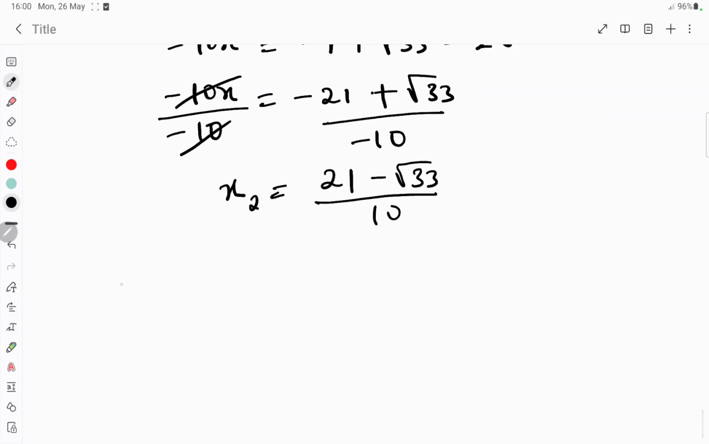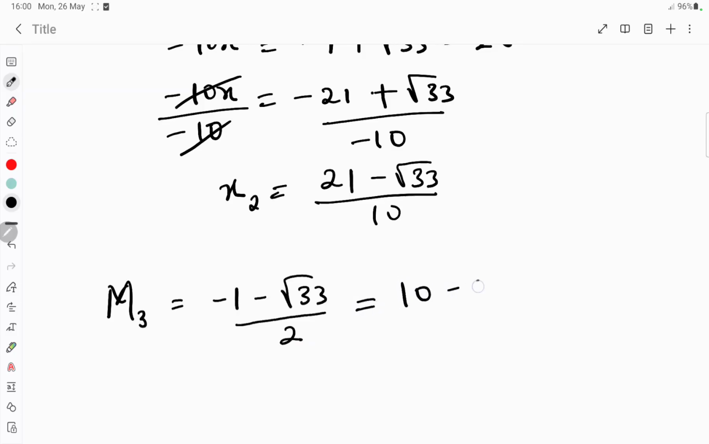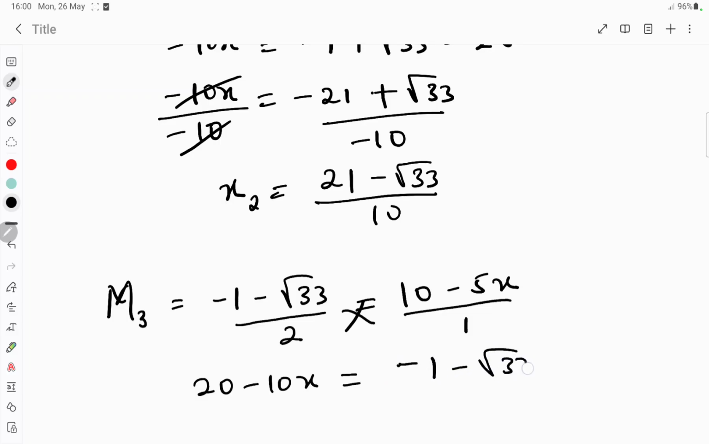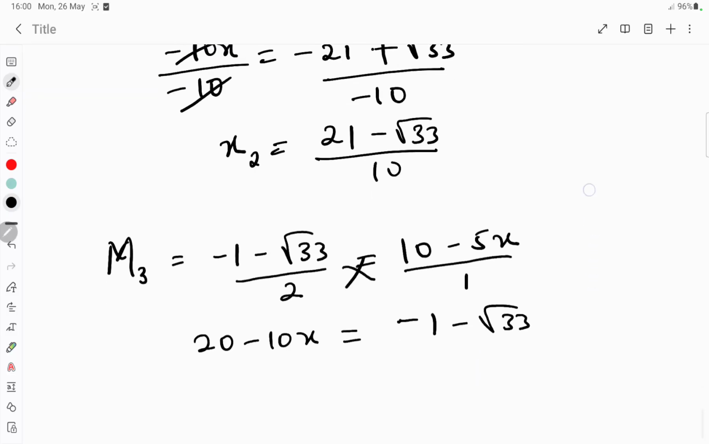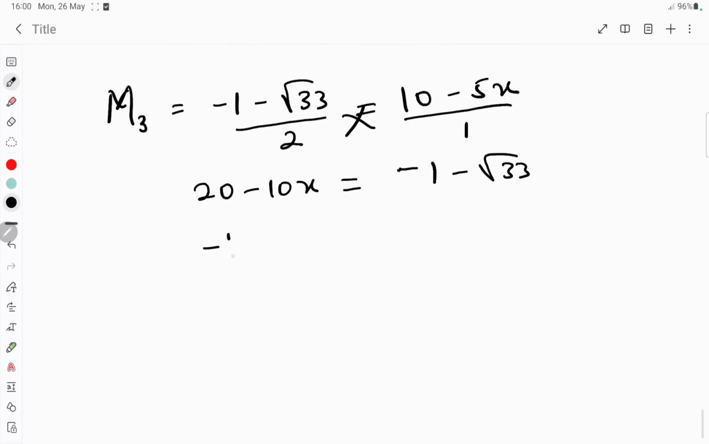Then for the third value, you have it at m3. We have minus 1 minus root 33 over 2, and this is equal to 10 minus 5x. Simply cross multiply again. If you cross multiply, you have 2 times 10 is 20, 2 times minus 5x is minus 10x, and that's equal to minus 1 minus root 33. So on getting this, you have minus 10x.